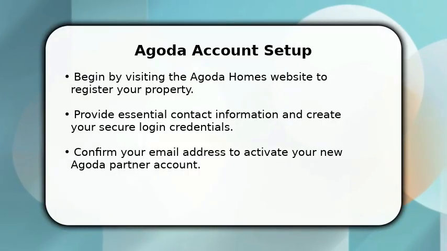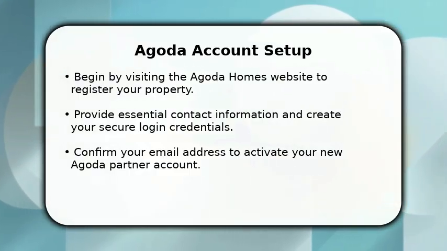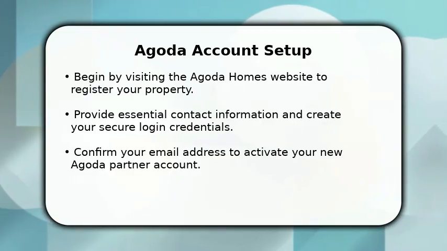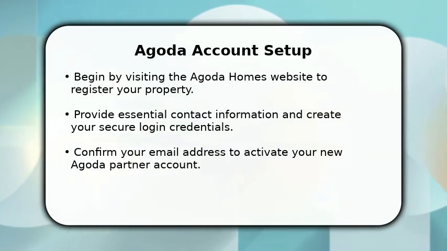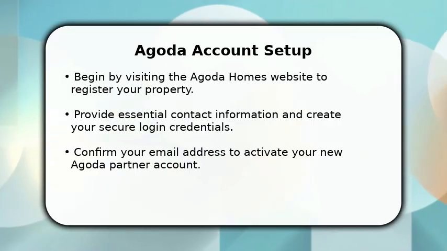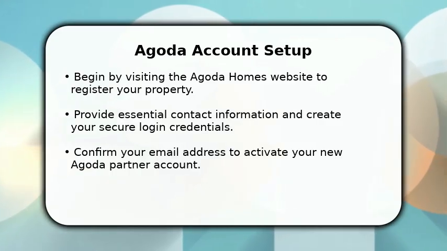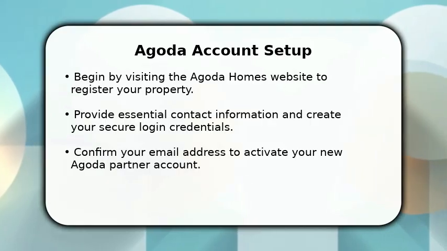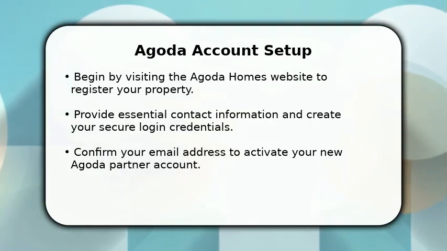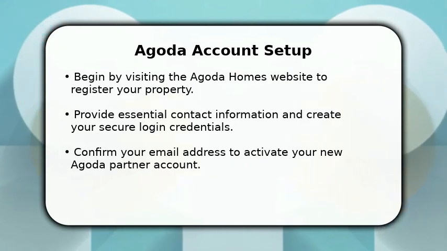In this video, I will explain how to set up Agoda. First, navigate to the Agoda Homes platform to begin your registration. You will need to provide some basic contact details and create a secure password for your new account. After submitting this information, check your email for a verification link. Clicking this link will activate your Agoda partner account, allowing you to proceed with listing your property. This initial step is quick and ensures your account is ready for the next stages.